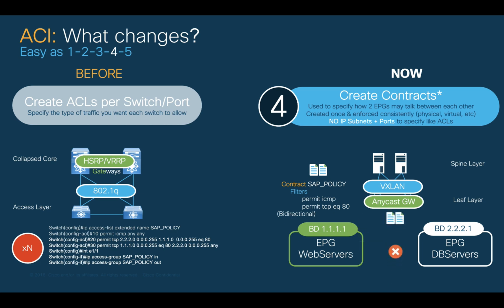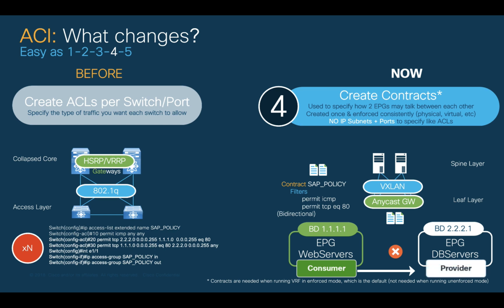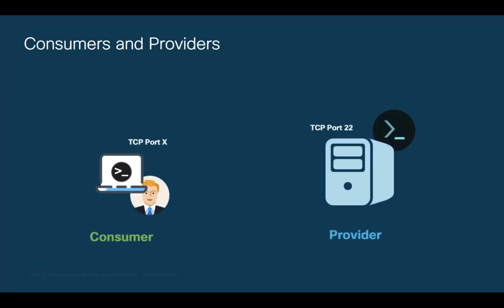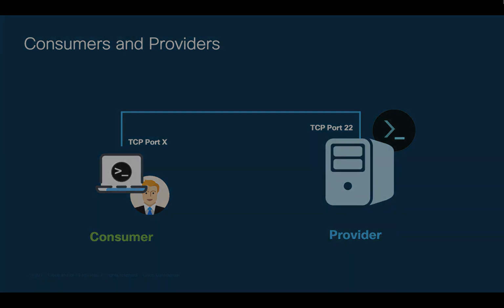Contracts are bidirectional by default. However, you could specify different filters for each direction if you need to. In ACI, we define the direction of the traffic by specifying source and destination EPGs, which are known as consumer and provider respectively. Consumer is who initiates the connection, and provider is who receives it. For example, if I SSH to a server from my computer, I would be the consumer, and the provider would be that server receiving communication on TCP port 22.